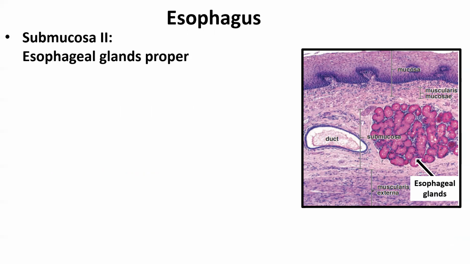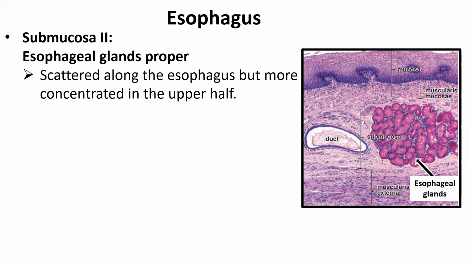The esophageal glands proper: if you look at the submucosa, there are certain glands here, part of the salivary system. We mentioned yesterday there is a gland called the major one and the minor one. This is considered the minor one. They provide some lubrication to the surface of the esophagus. You need the esophagus to be wet, not dry, when you eat food. So they are scattered along the esophagus, more concentrated in the upper half.